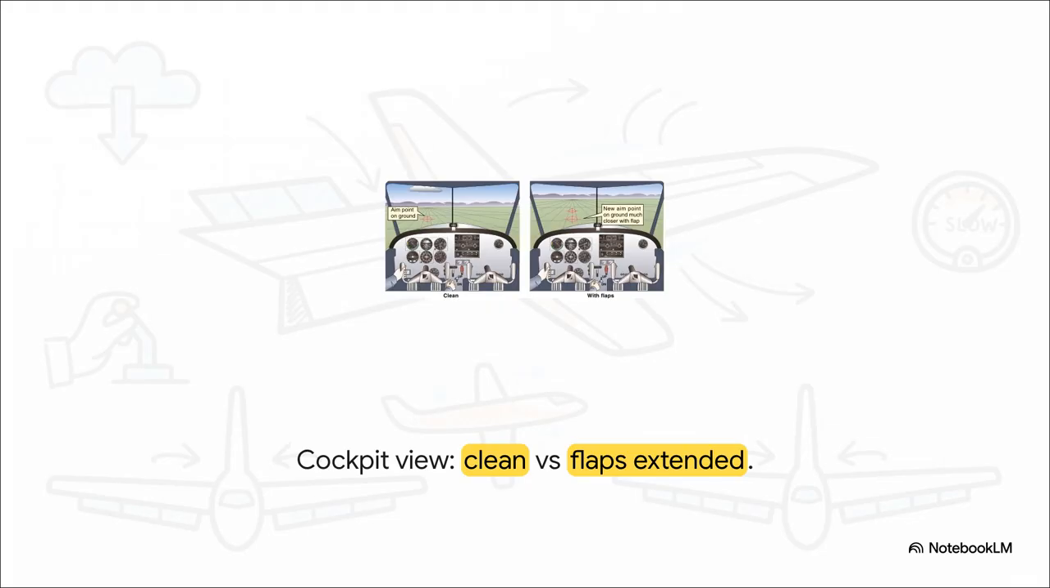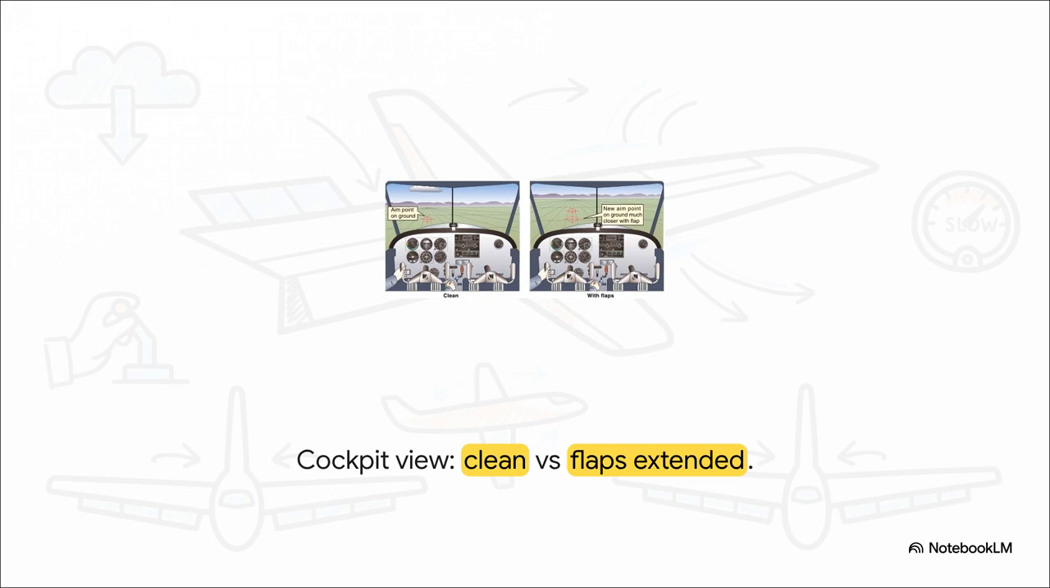Just look at the visual perspective here. On the left, we've got a clean aircraft. On the right, the flaps are fully extended. Now, because of that huge increase in drag we just talked about, maintaining your airspeed actually requires you to lower the aircraft's pitch attitude. And notice what happens when you do that. That lower nose brilliantly brings your ground aim point much closer into view.